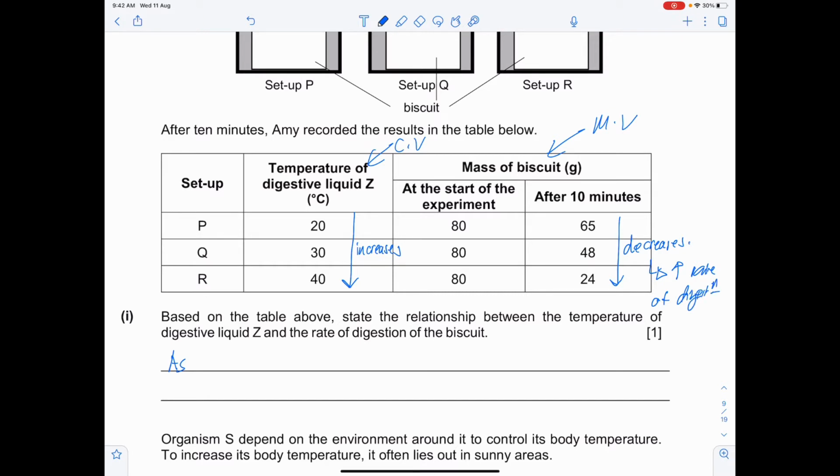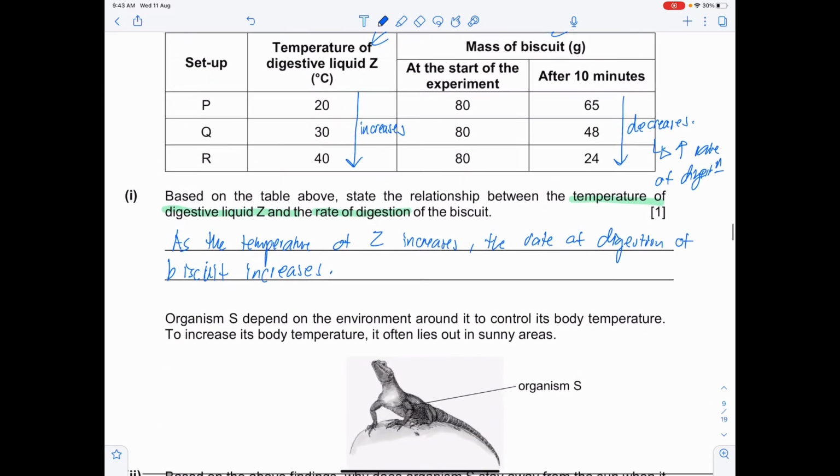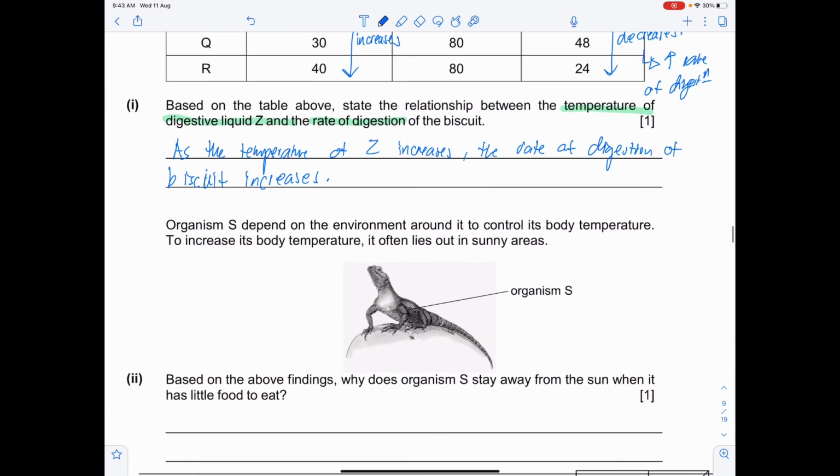Now you cannot tell me that the mass of biscuit becomes smaller, as in, as temperature increases, mass of biscuit becomes smaller. No, because what did the question ask for? The question asked for rate of digestion. So be very careful. As the temperature of Z increases, the rate of digestion of biscuits increases. So be careful. That's why annotation is very important. It helps to clarify your mind and to write down points that you can use in the crafting of your answers.